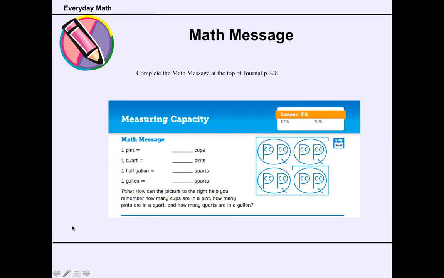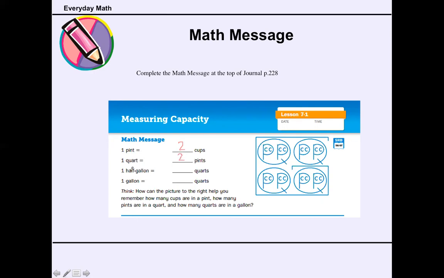So if we are going to fill out this math message, in 1 pint, how many cups are there? So I'm going to go over to the side. I'm going to look at my P, which is for pint, and I'm going to see how many Cs are inside. So in 1 pint, there are 2 cups. In 1 quart, or a Q for quart, how many pints are there, or how many Ps are there in my Q? In my Q, or my quart, there are 2 pints.